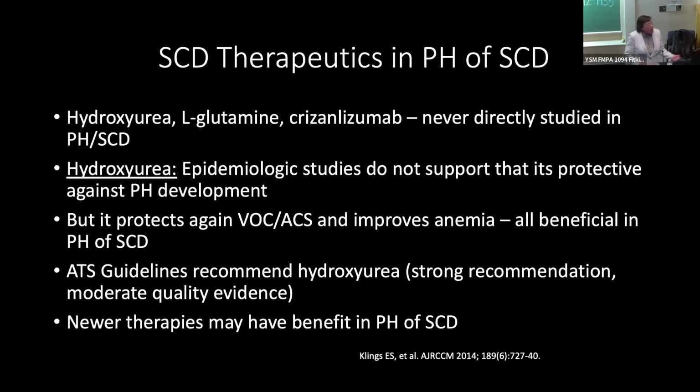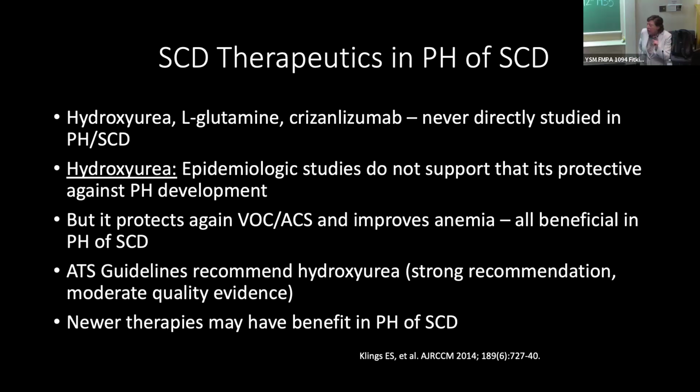So what do we do? We have now 3 FDA-approved therapeutics in the treatment of pH of sickle cell disease. None of them have been directly studied in this disease. Hydroxyurea is the longest known drug in this space, FDA approved in the mid-1990s. Epidemiologic studies have not shown that it's actually protective against pH development, but its benefits are to improve hemoglobin, which helps heart function. And it also reduces the frequency of vaso-occlusive crises and acute chest.